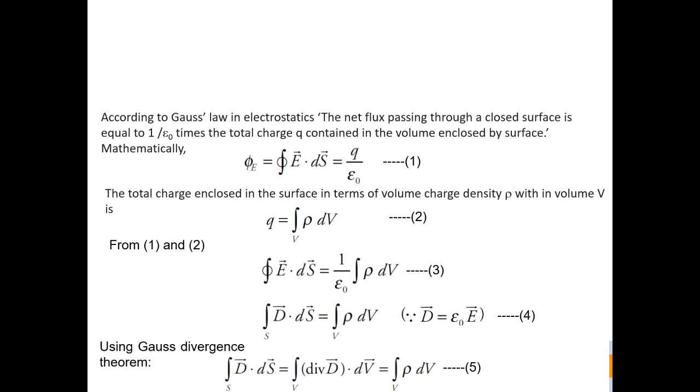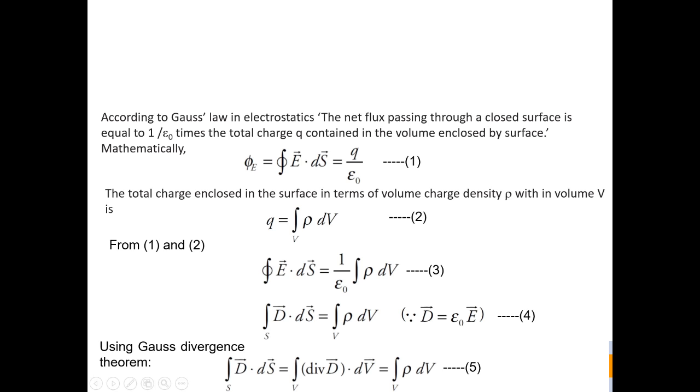Now, on the left hand side, we have a surface integral. On the right hand side, we have a volume integral. So we can apply Gauss divergence theorem to convert the left-hand side term into a volume integral, and hence make both the equations homogeneous. Both sides we have a volume integral. And using Gauss divergence theorem, as we had discussed earlier, the surface integral of any vector is equal to the volume integral of the divergence of the same vector. So we get the volume integral of divergence D dV equals the volume integral of rho dV.